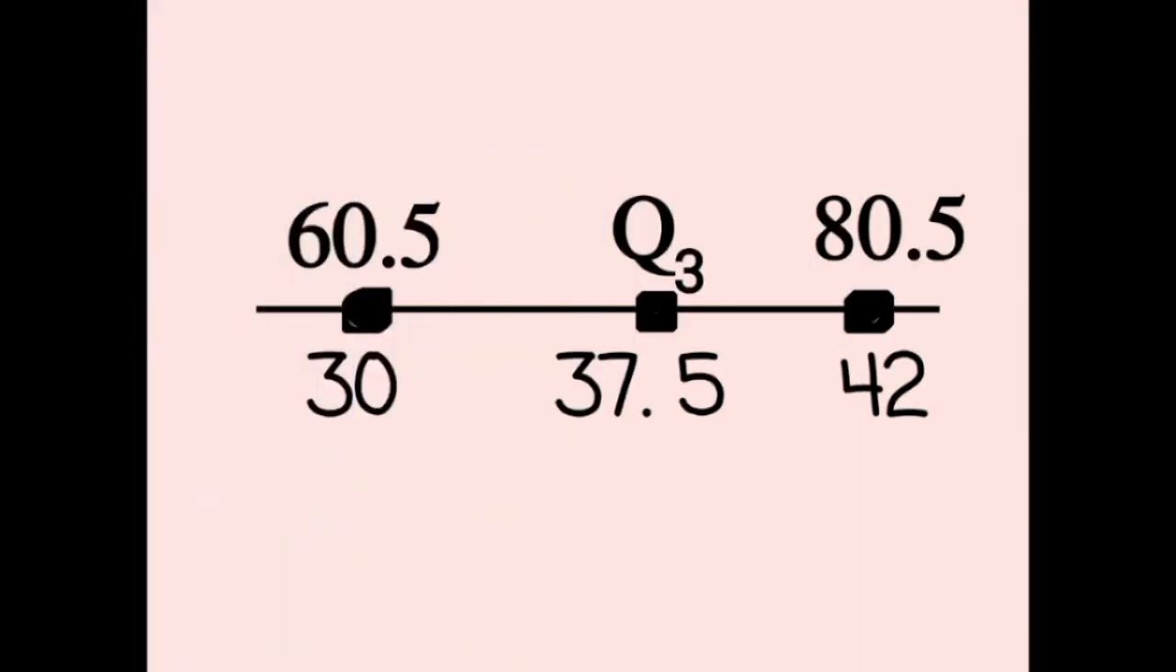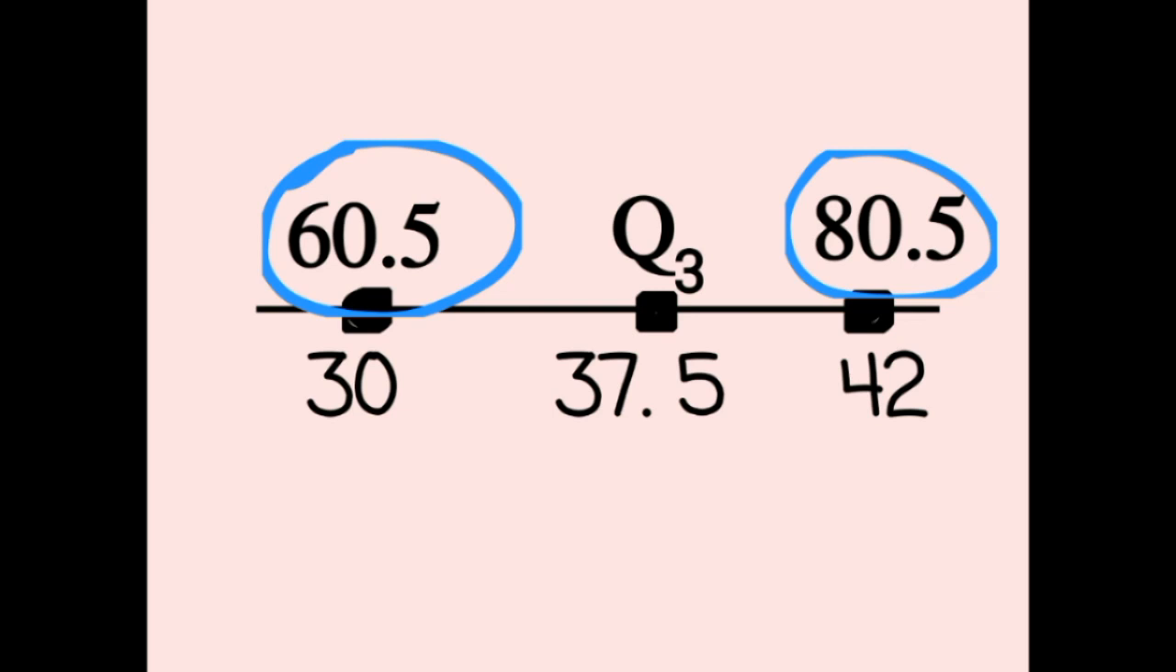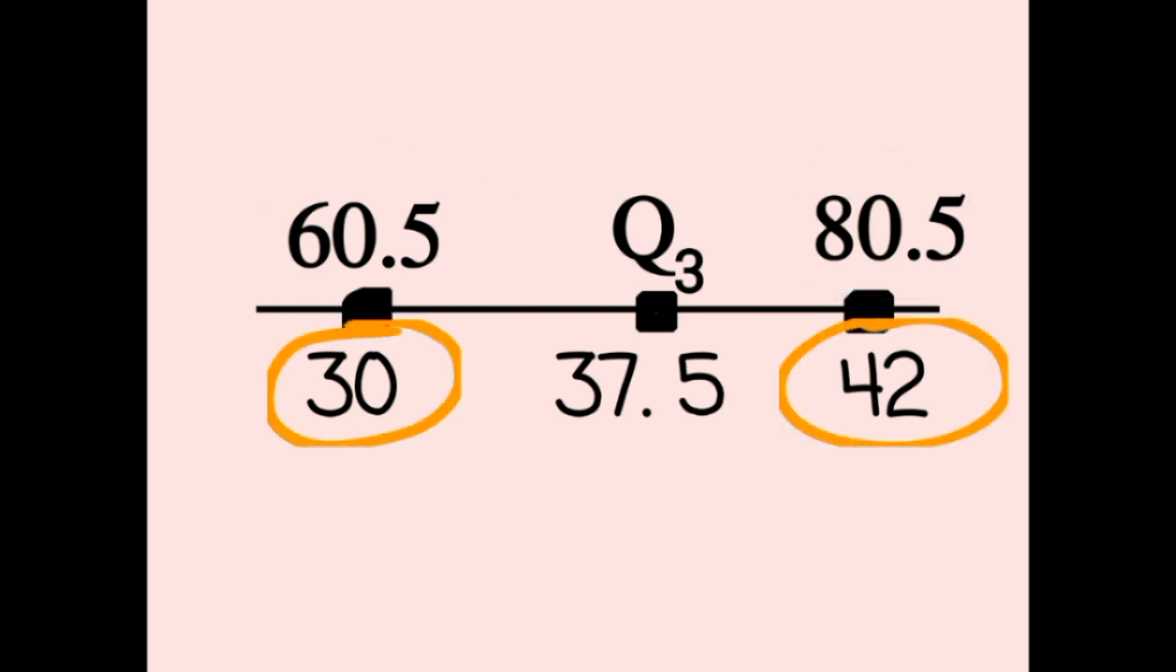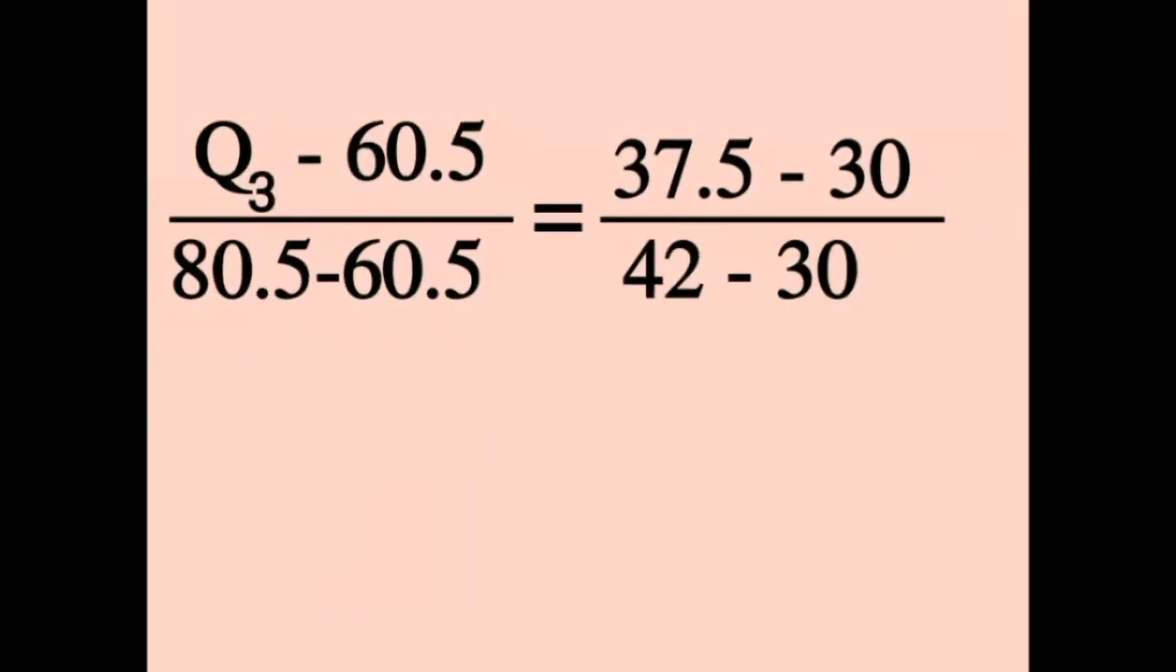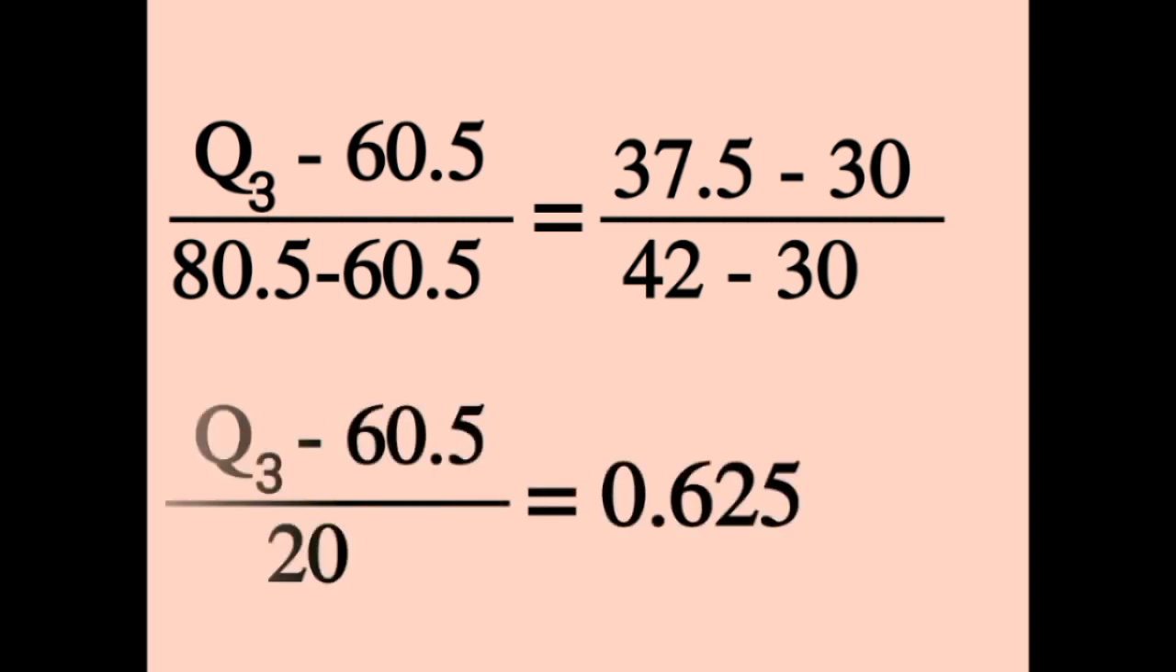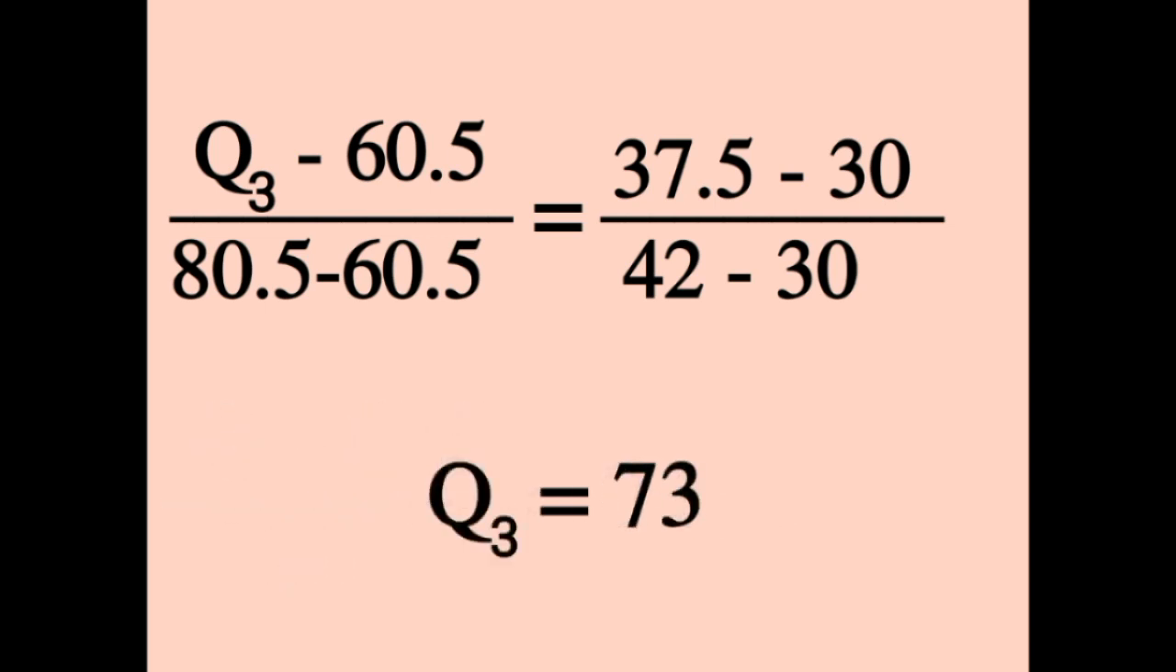Now let's use interpolation to find the value of the upper quartile. So here are the class boundaries and the cumulative frequencies. So (Q3 minus 60.5) over (80.5 minus 60.5) equals (37.5 minus 30) over (42 minus 30). (Q3 minus 60.5) over 20 equals 0.625. Solving this equation gives us Q3 equals 73. So now this is the upper quartile.